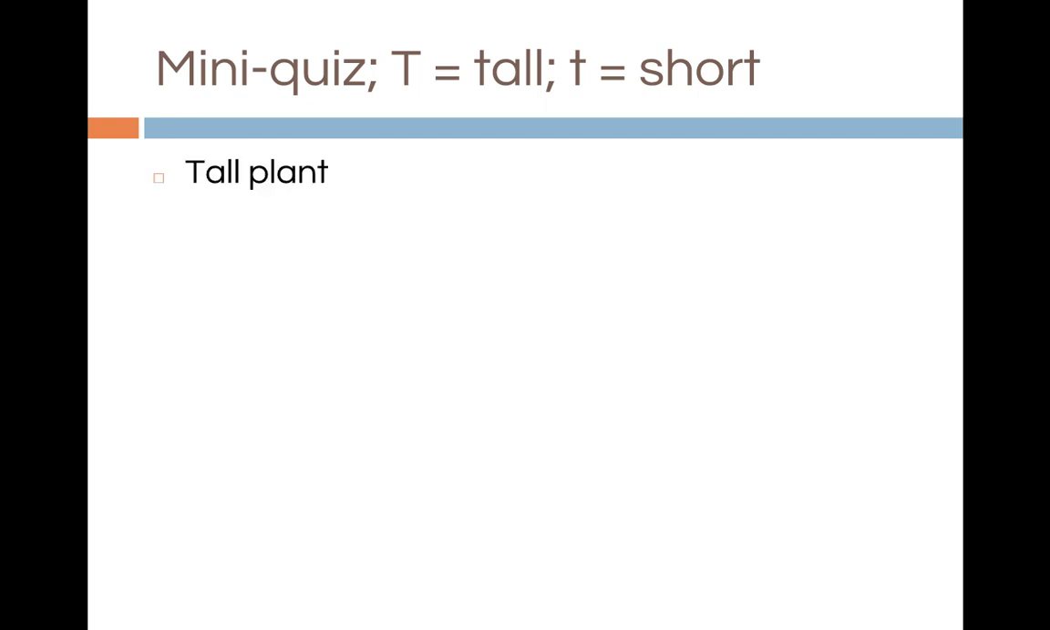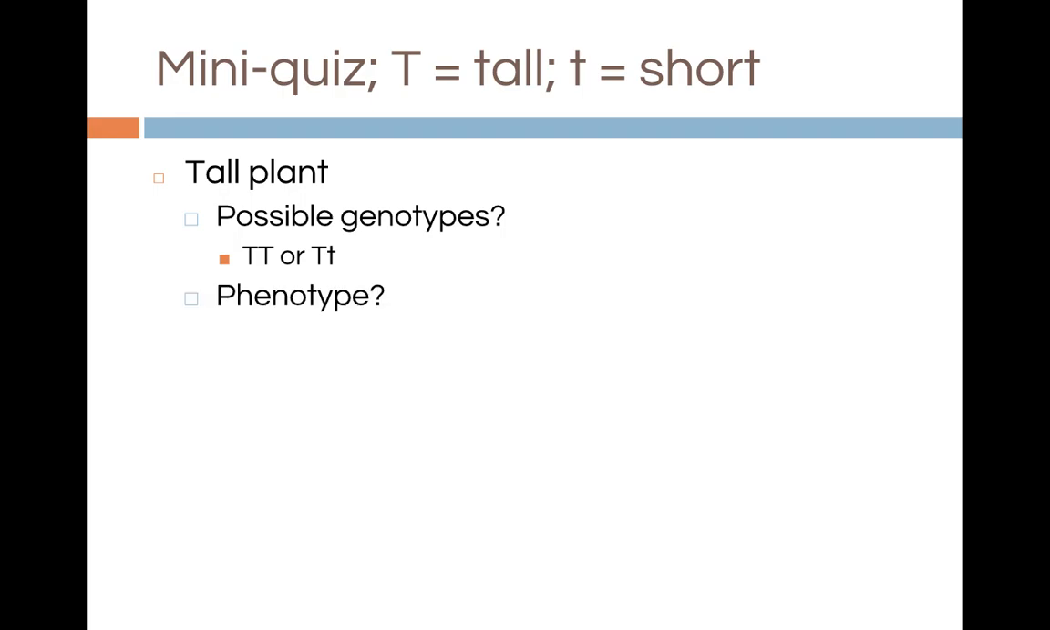Okay, all right, so tall plants, possible genotypes. Take a minute and think about it. What are your possible genotypes if you are a tall plant? Hopefully you are thinking big T, big T, or big T, little t. Because again, in this situation, you only need one copy of that dominant allele to show that phenotype. And the phenotype, the physical manifestation of the genotype, is right here. So here's our genotype. What does that mean? It means that the plant is going to be tall.